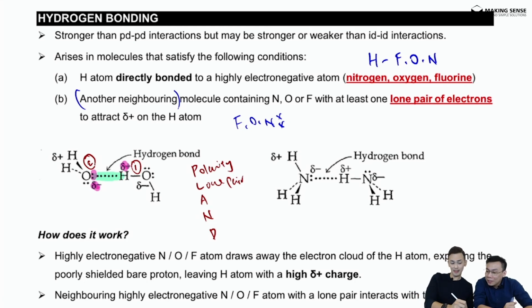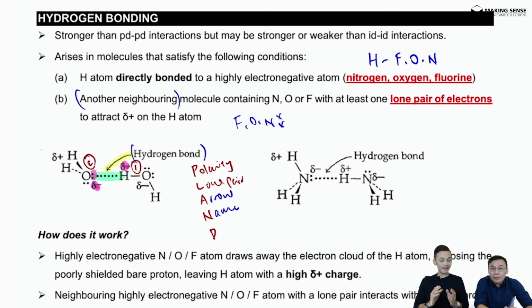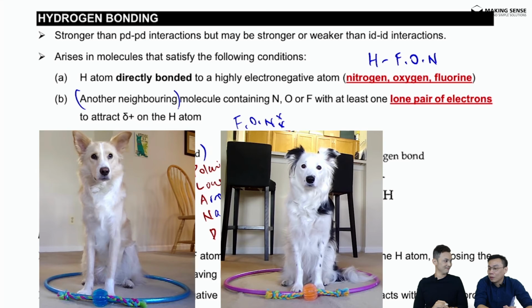Where's the arrow? Well, actually it's here. There's an arrow, so we have to label and tell people that this is the hydrogen bond. And what is N? It's the name of the interaction, which is hydrogen bond, so you have to name it. And the last thing is D.